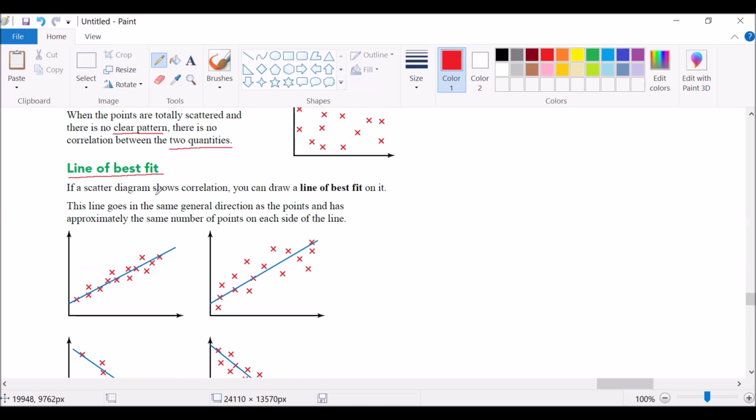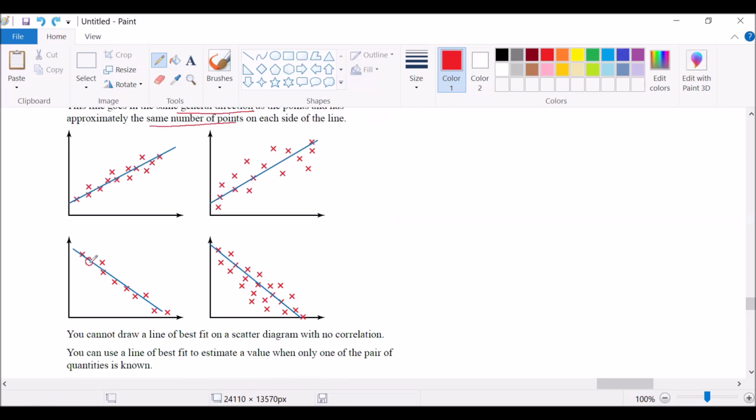Line of best fit. If a scatter diagram shows correlation, you can draw a line of best fit on it. The line goes in the same general direction as the points and has approximately the same number of points on each side of the line. So this blue line is a line of best fit, same as this one. That one is also a line of best fit, and this one is also a line of best fit. You cannot draw a line of best fit on a scatter diagram with no correlation.